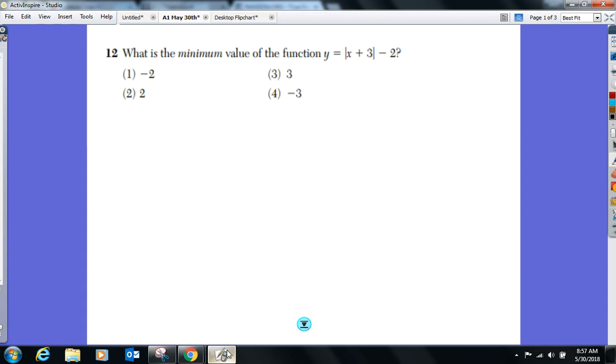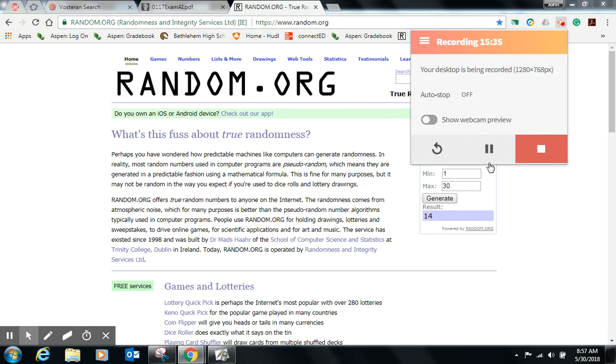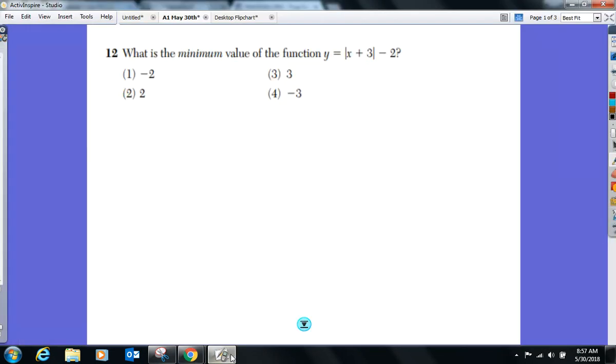I just want to hear from you guys. How are you going to find it? A lot of different ways. Here you go, 20. How are you going to find the minimum value for that one?